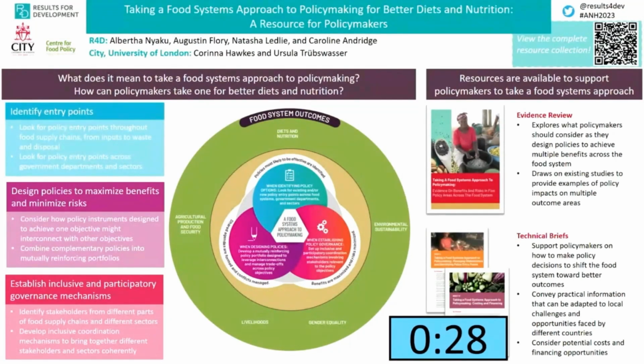The suite contains 2 types of resources. The first is an evidence review that explores what policymakers should consider as they design policies to achieve multiple benefits across the food system. It draws on existing studies to provide examples of policy impacts on 5 different outcome areas. The second is a set of 4 technical briefs that convey practical information, including examples and available tools that can be adapted to local context on how to take a food systems approach.